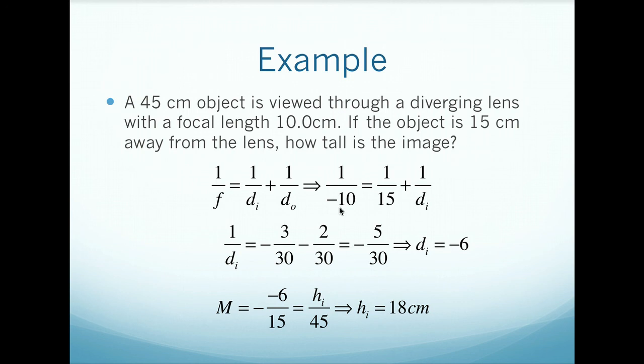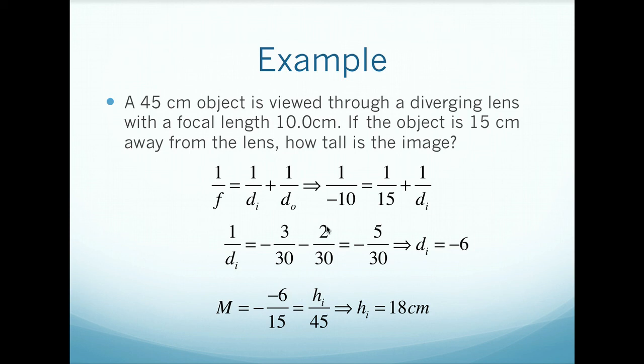So 1 over negative 10, that's 1 over f. d_i is what we don't know, d_o is what we do know, it's 15 centimeters. So 1 over 15 plus 1 over d_i equals 1 over negative 10. From there, 1 over d_i is negative 1 over 10 minus 1 over 15. Common denominator is 30, so negative 3 over 30 minus 2 over 30 gives you negative 5 over 30. When you rearrange this, 1 over d_i is negative 1 over 6, so d_i is negative 6 centimeters.